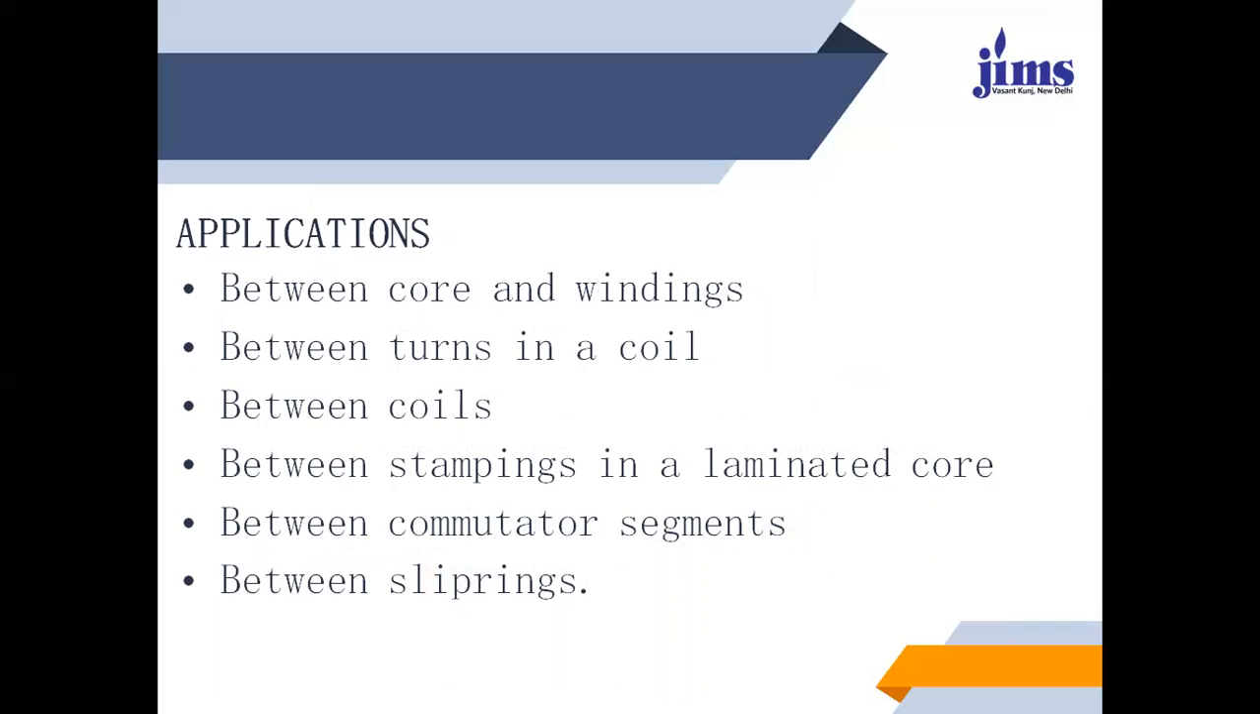Applications of this material: it can be used between the core and the winding, between the coils, between stampings in a laminated core, between the commutator segments, and between the slip rings. So these are the different applications of this type of material, which define their use as per the requirement of the machines we opted for, and it will be burned due to the non-satisfactory operation performed by the machine during operation.